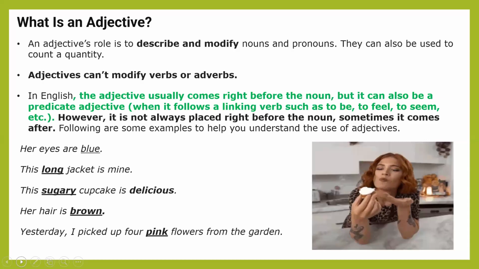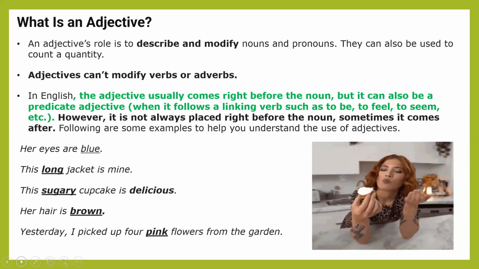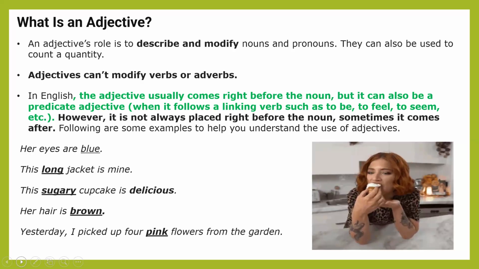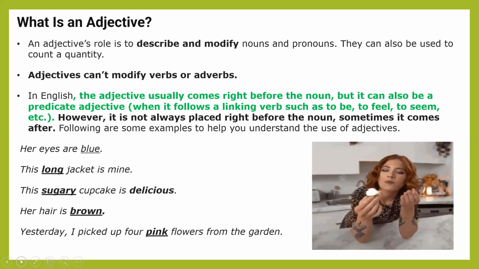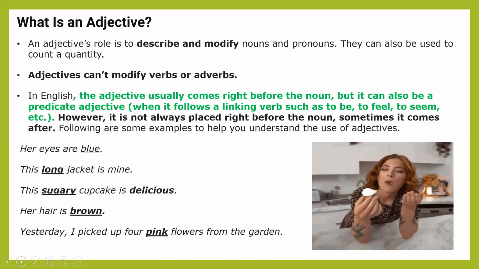Now, what is an adjective? An adjective's role is to describe, to modify nouns and pronouns. So this is the role of an adjective. They can also be used to count a quantity. The most important point which should be noted is that adjectives cannot modify verbs or adverbs or other adjectives.